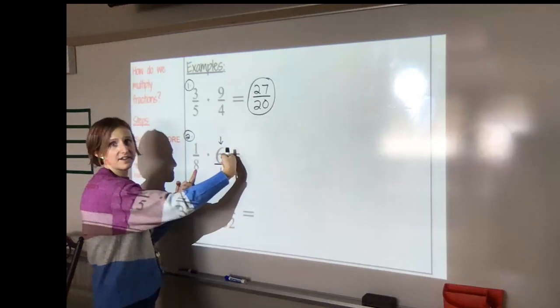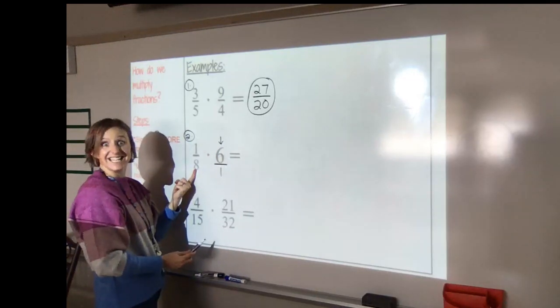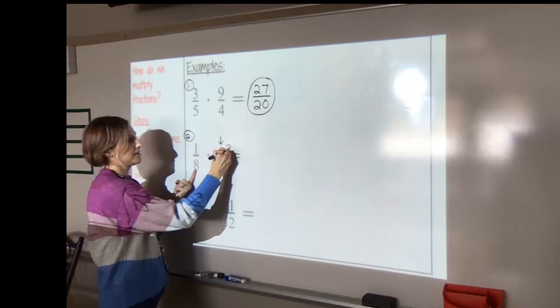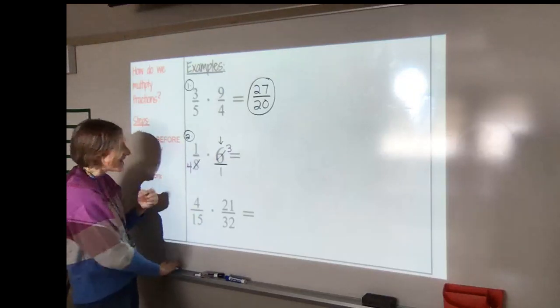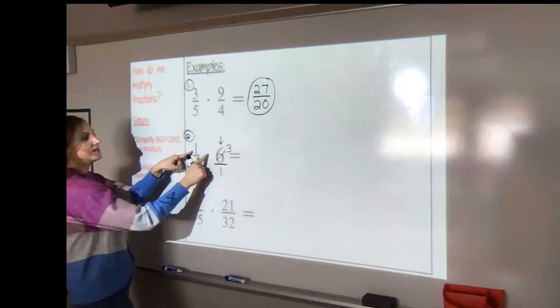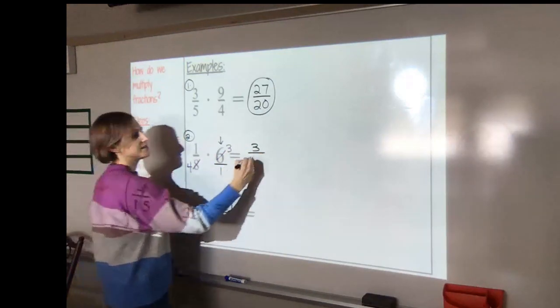6 and 8, can I simplify there? Well, yes, they're both even. So what goes into them? 2. That means I get to divide by 2. 6 divided by 2 is 3. 8 divided by 2 is 4. Now take your numerators and multiply them together. 1 times 3 is 3. 4 times 1 is 4.